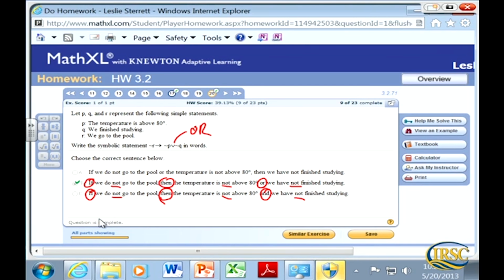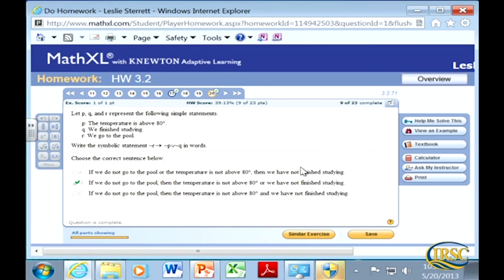So notice they weren't trying to trick you with how the order of the sentences went or where the comma goes. It was just really, can you see that "or" and the "and" in there? Okay, so there's one more symbol that we haven't translated completely.